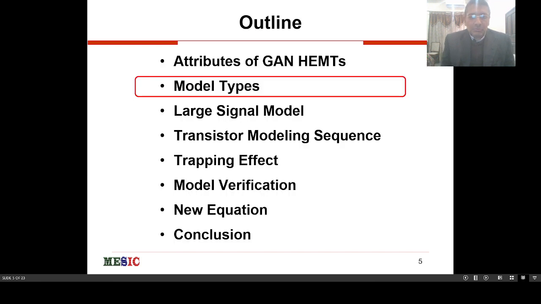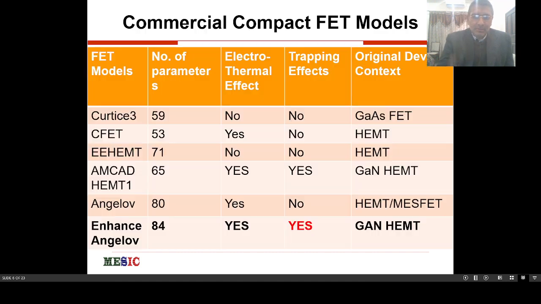Now I'm going to talk about the types of models. What types of models are commercially available in the market? Here we go. Commercially, compact FET models are these. One is Curtice 3, which has 59 parameters. I will tell you what parameters mean in the next slides. It doesn't have an electrothermal effect or a trapping effect, and it was used for gallium arsenide FETs in the 1960s.